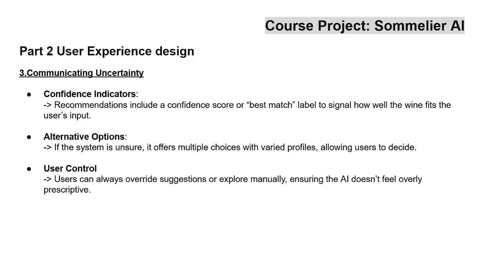We can consider having the recommendations include something like best match labels or alternative options. If the system is unsure, it offers multiple choices.